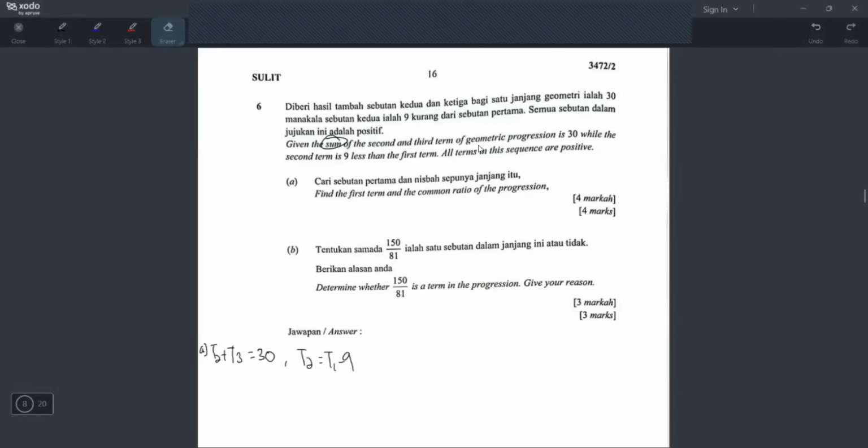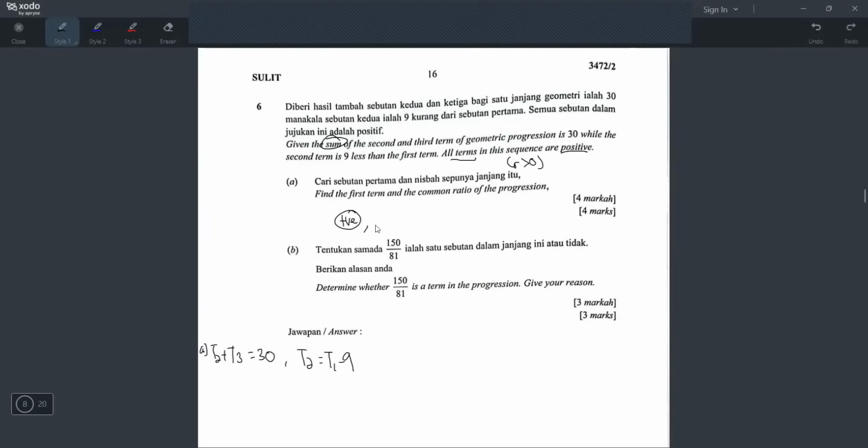Okay, and then what else? All terms in this sequence are positive. Okay, let me tell you what this means. All terms positive. It means your R is also positive, right? So let me explain a bit. If let's say your A is a positive number, right?